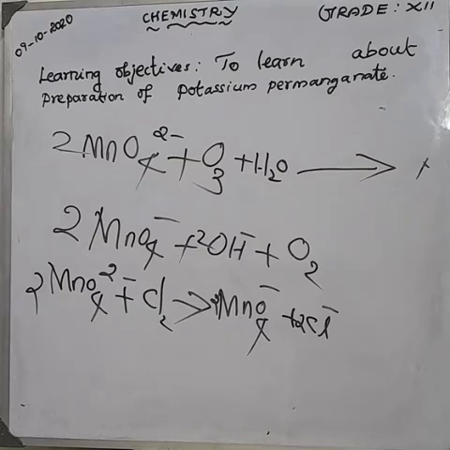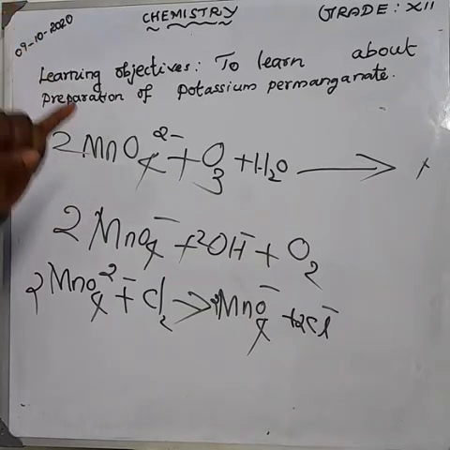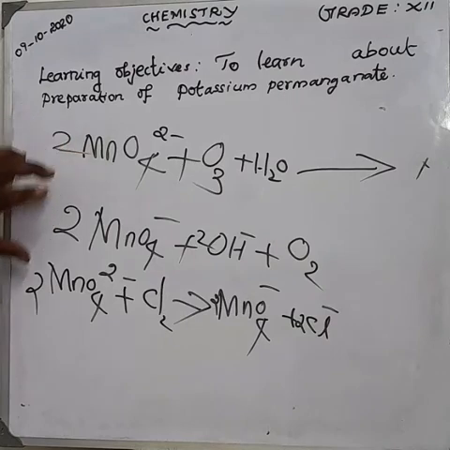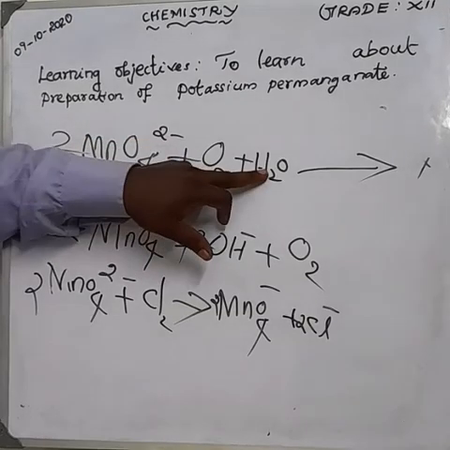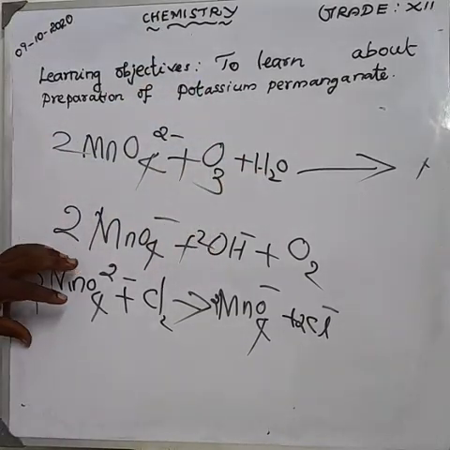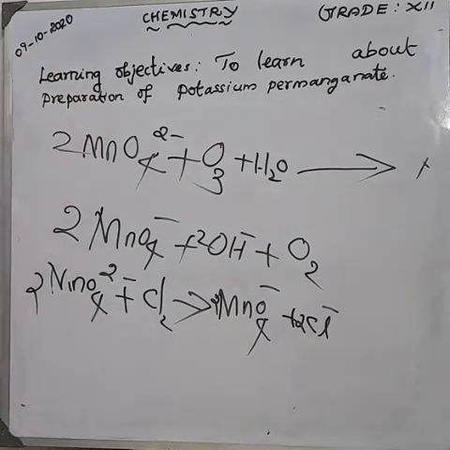Next one is electrolytic oxidation. I told you that the oxidation of potassium manganate to potassium permanganate has two ways: either chemical oxidation or electrolytic oxidation. This is the equation for chemical oxidation; both equations are chemical oxidation. Suppose we are taking ozone, O3, with potassium manganate, we add water. Otherwise, with manganate ion and chlorine, there is no need to add water, and we get the direct product. At least we should learn one equation; it is enough, as per your choice.